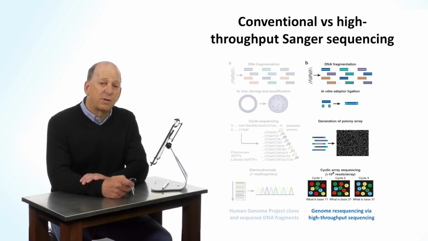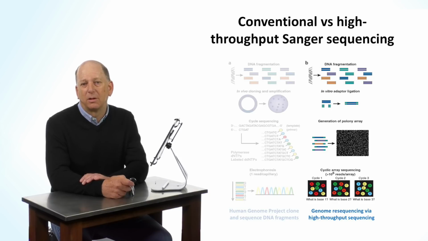High-throughput sequencing uses very similar chemistry, with the major difference that all of the fragments are sequenced at the same time. Once fragmented, adapters are attached to the ends of each fragment. The adapters are used to attach the fragments to a chip, with each fragment attached to a different place on the chip.